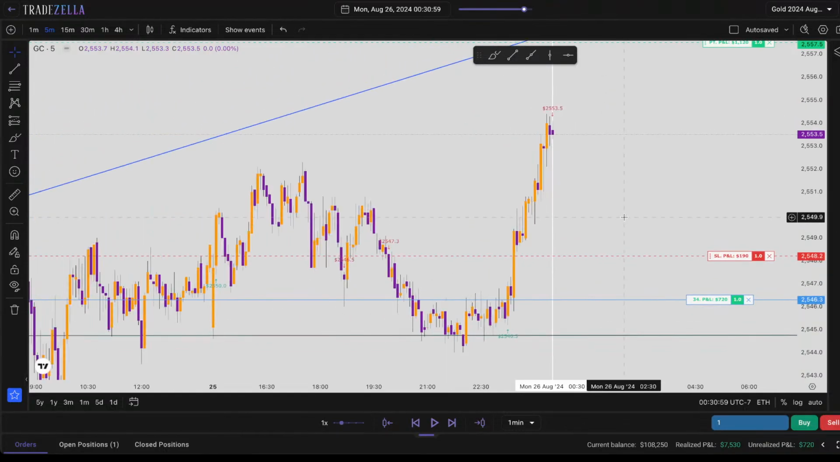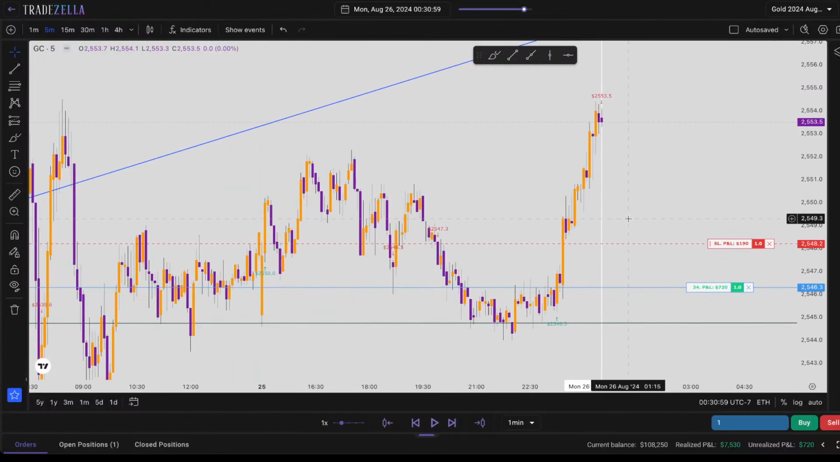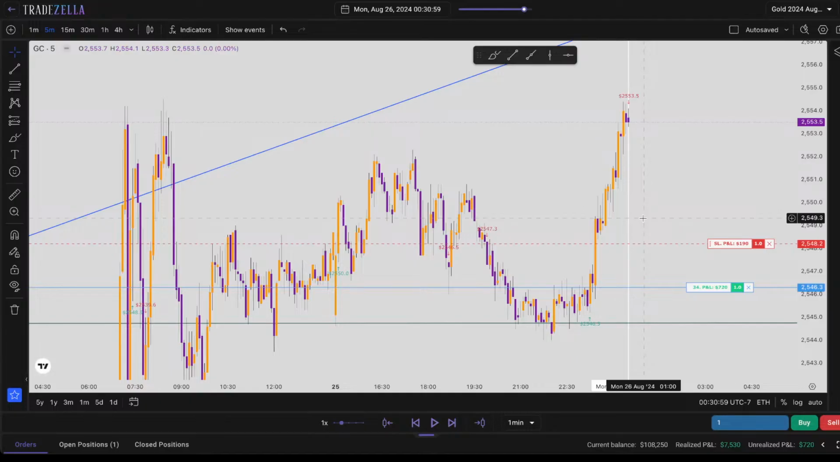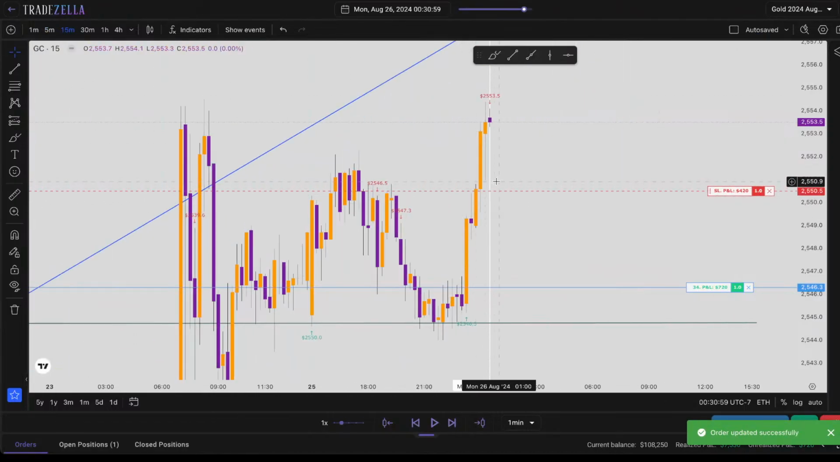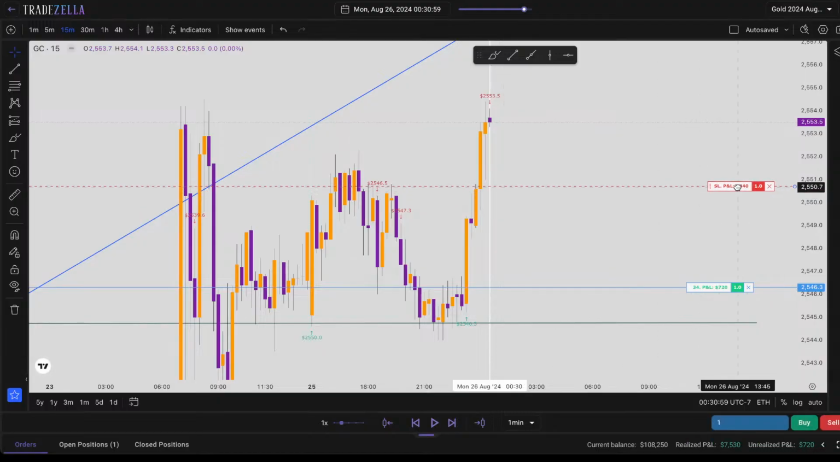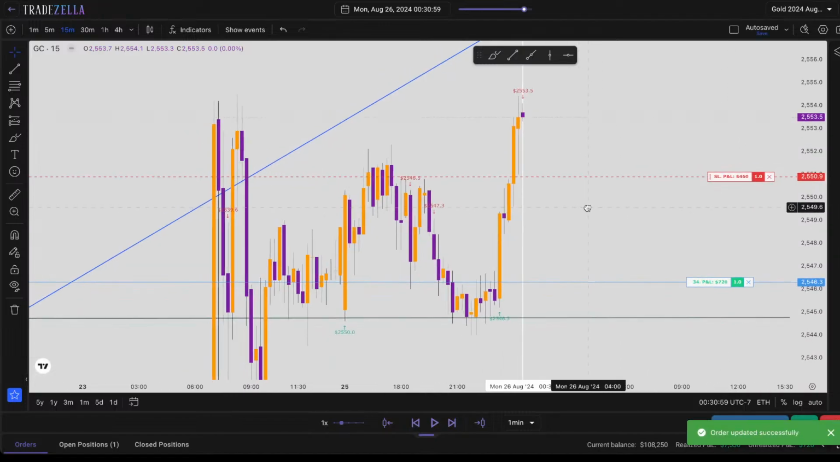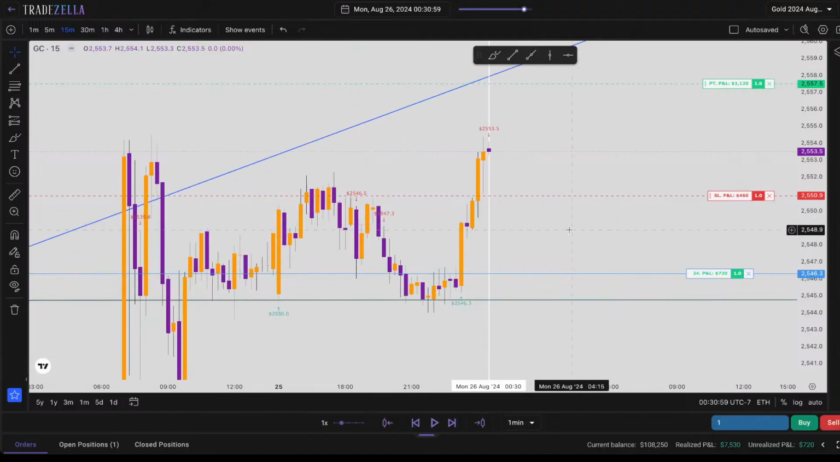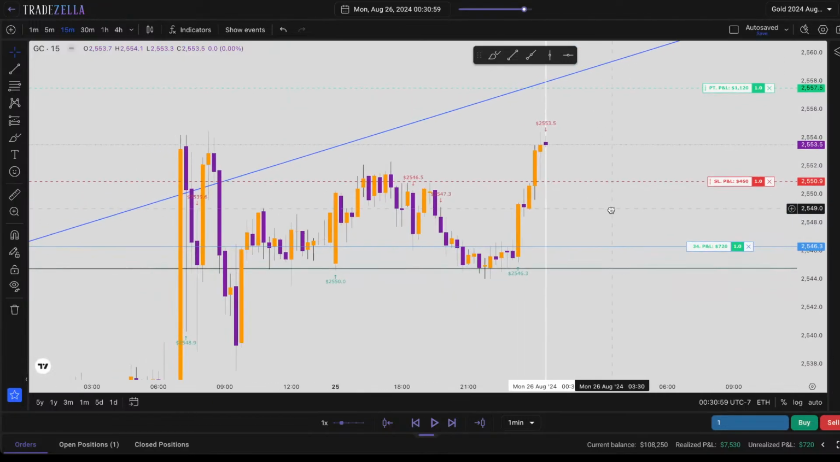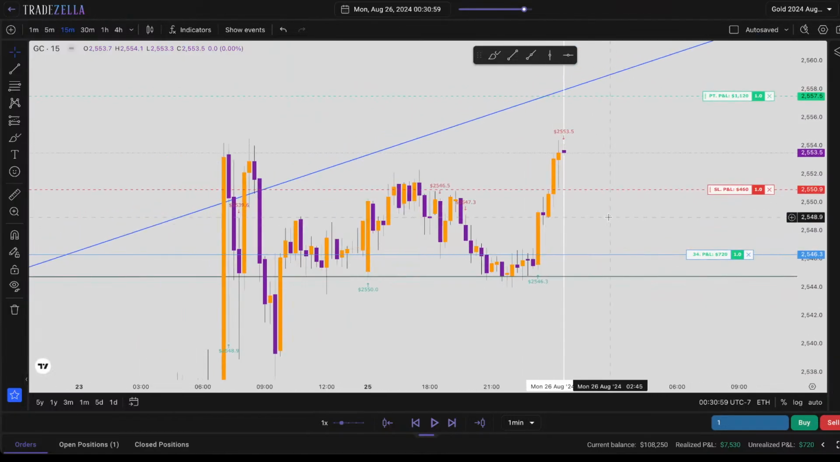Now, stop loss. The conversation can happen. This was a big push here. Let's lock it in. Let's see what the 15 minutes is saying. Yeah, let's just trail in behind the last 15-minute candle. We're locking in 460. Yep, we're locking in another 460 here.